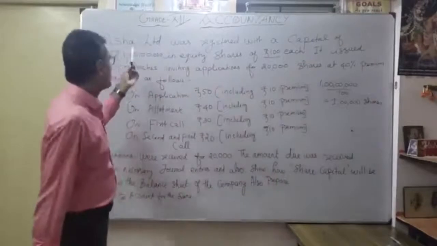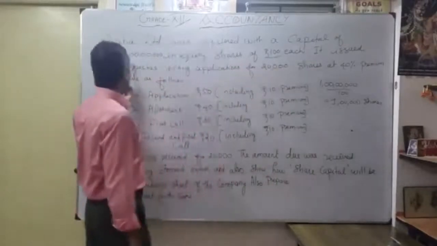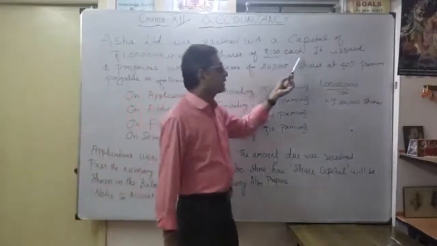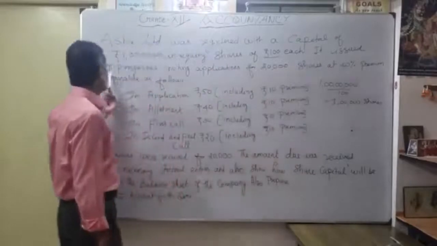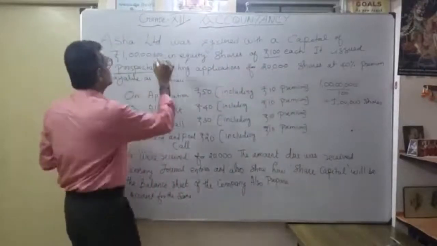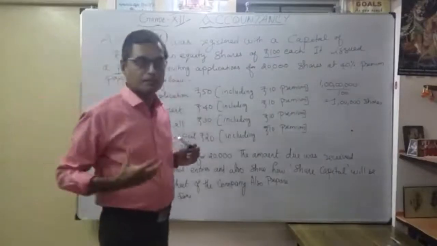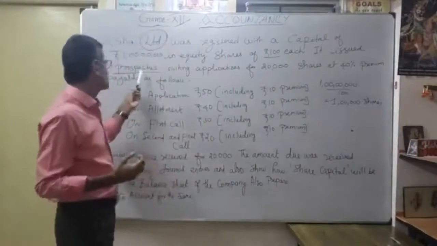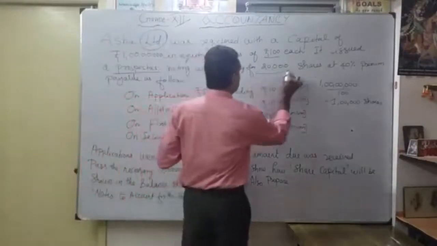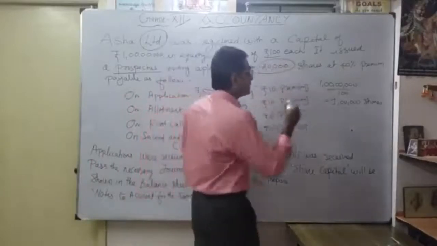So I repeat once again. Asha Limited was registered with a capital of 1 crore in equity shares of 100 each. It issued a prospectus. You already understand the meaning of a prospectus: in a public limited company, we invite the public to take shares through a prospectus, inviting applications for 20,000 shares at 40% premium.